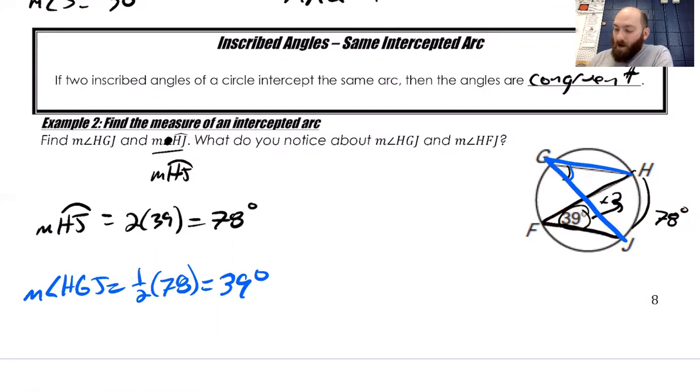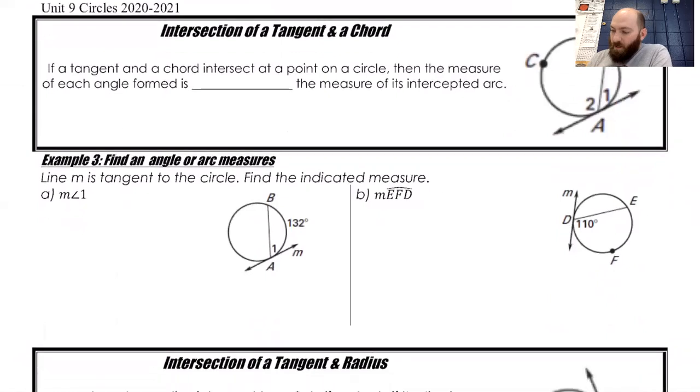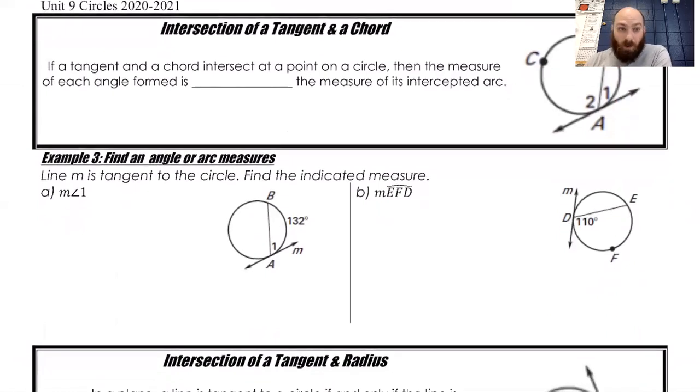Okay? All right. So next idea, intersection of a tangent and a chord. So in this diagram, my tangent line is here, that's tangent. Different from our tangents that we did in the trigonometry, okay? And then this one here is my chord. If a tangent and chord intersect at a point on a circle, then the measure of each angle formed is 1/2 the measure of its intercepted arc.